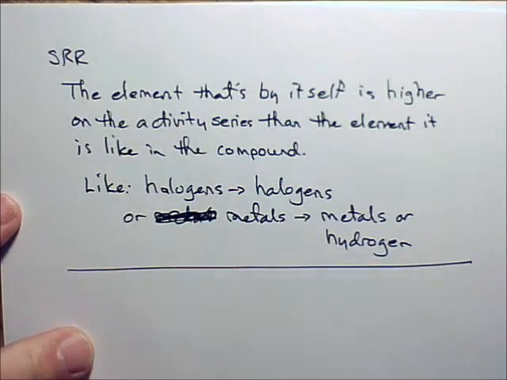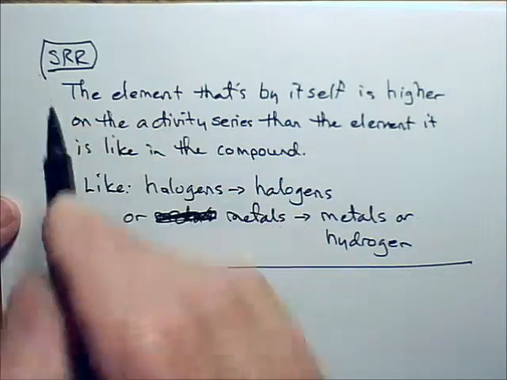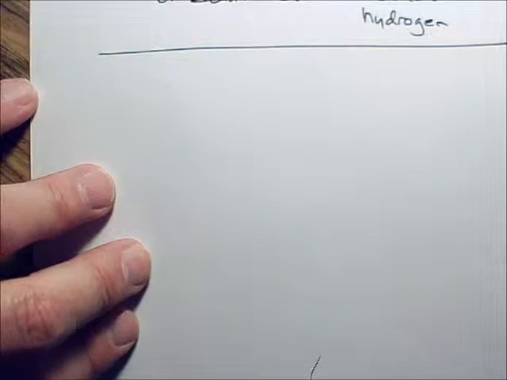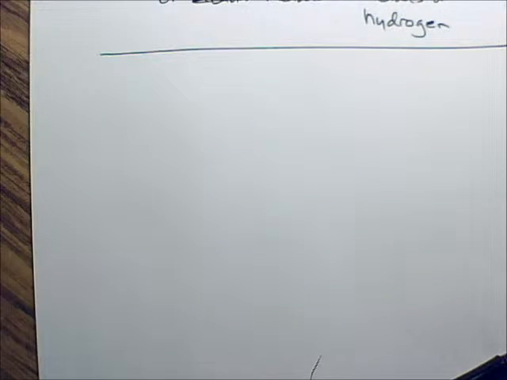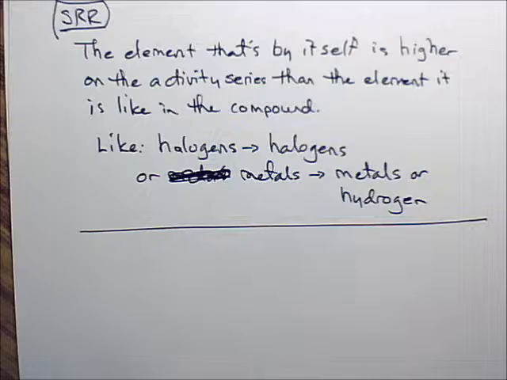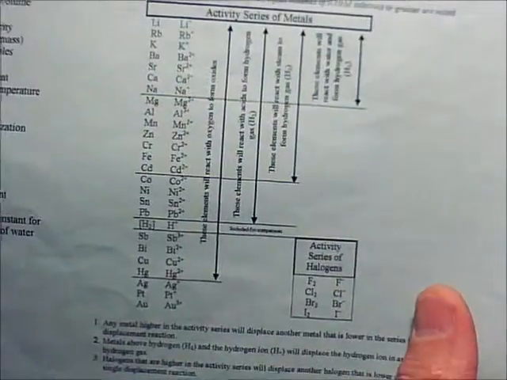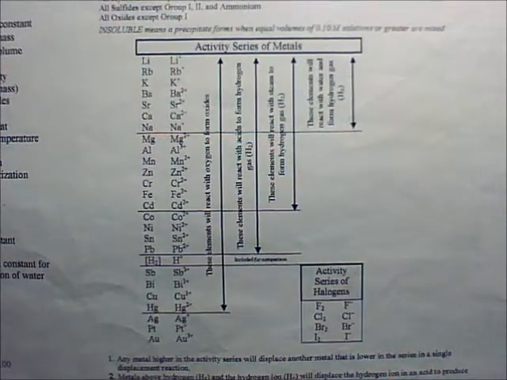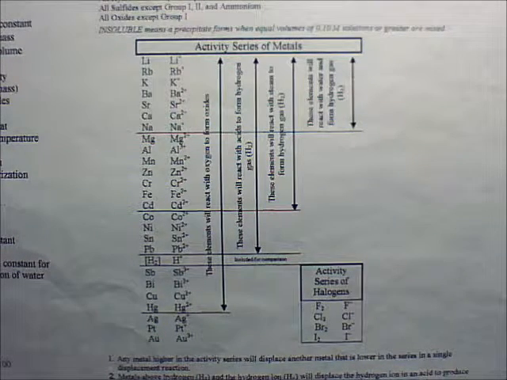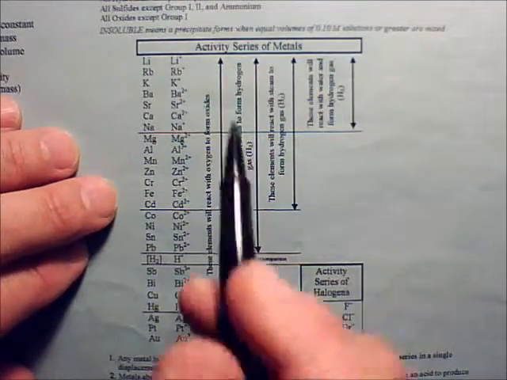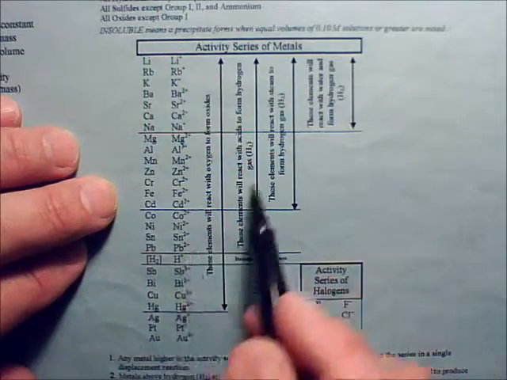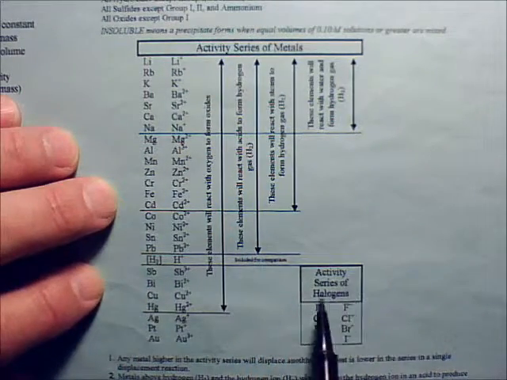But now we're getting into single replacement reactions, okay? Single replacement reactions. All right. So this is where your test references are coming back into play again. Because when I said in that definition, the activity series, well, you'll find that right here. So this is the activity series of metals here, and the activity series of halogens is down here.